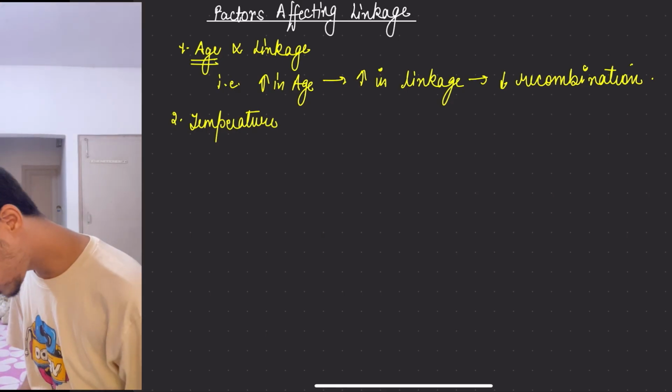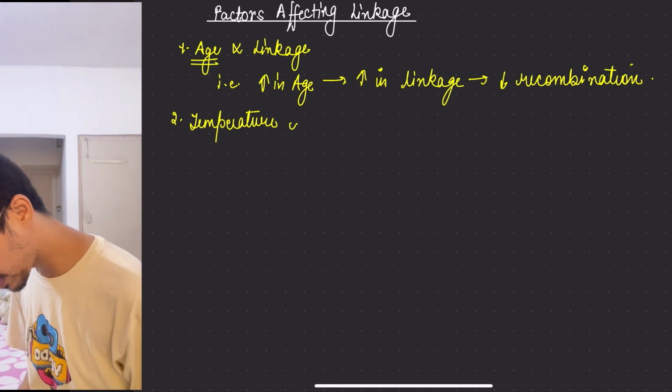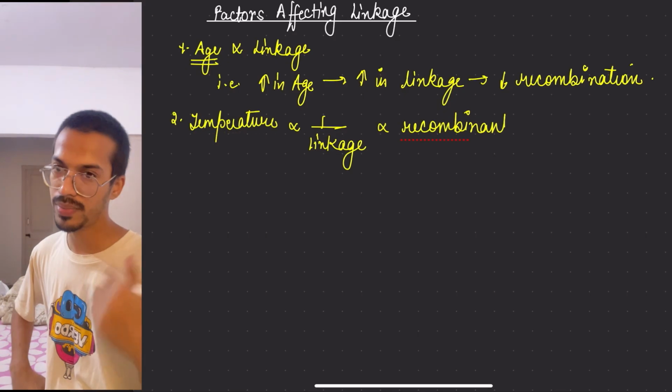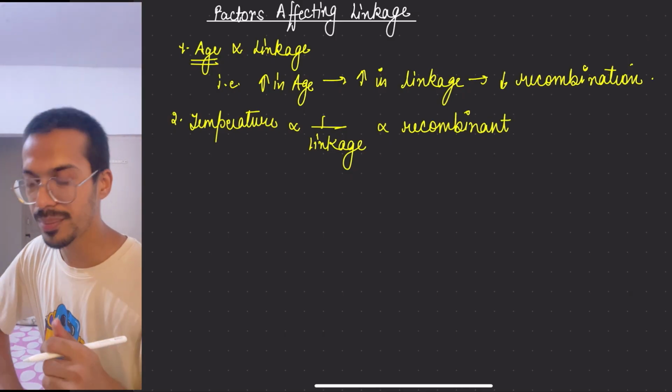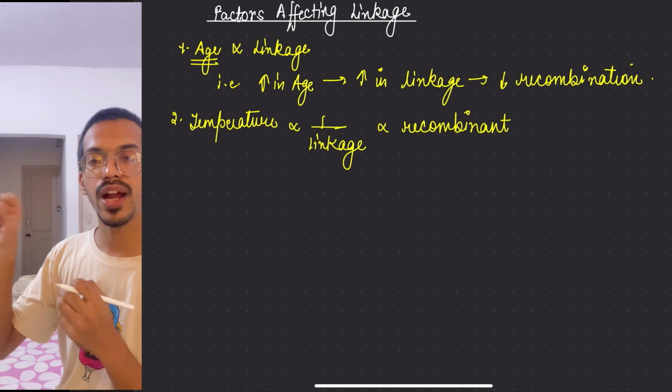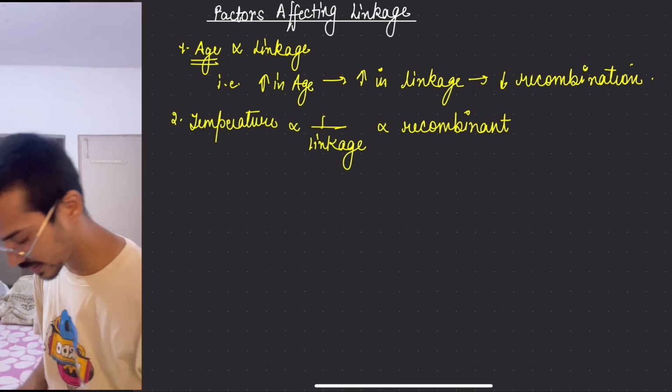Okay, so temperature is inversely proportional to linkage, and in this case it would be directly proportional to the recombinants. More recombinants will be formed. Because when me and my friend will be going away, new people will try to make friends out of it. So that thing is there.